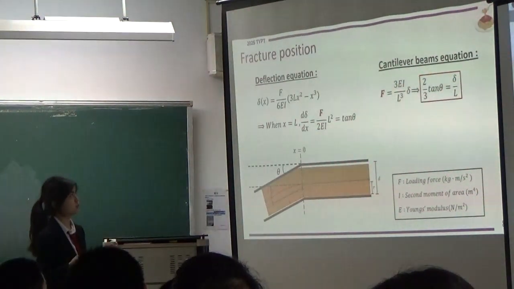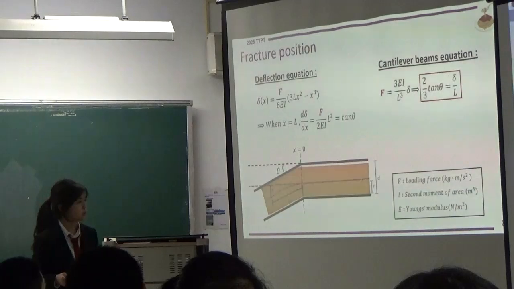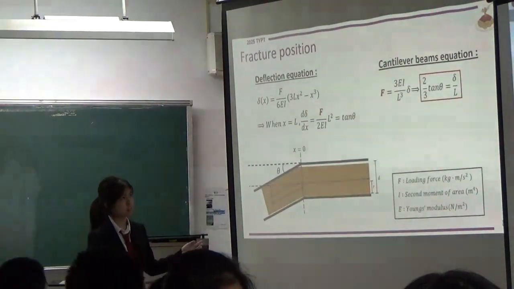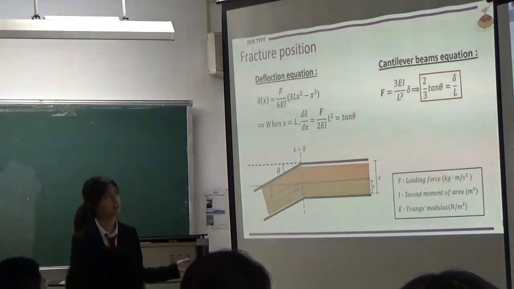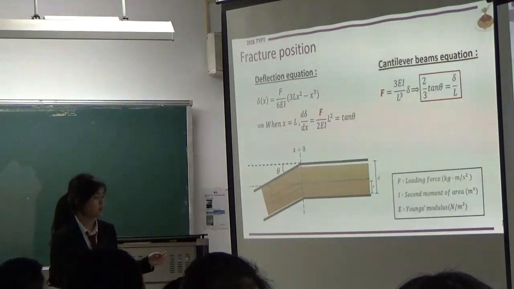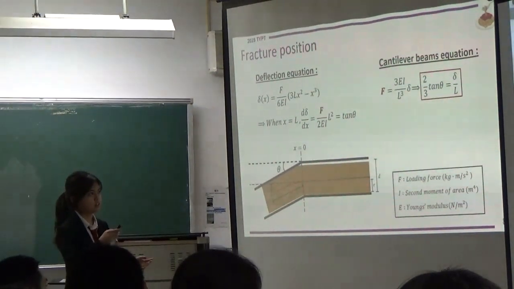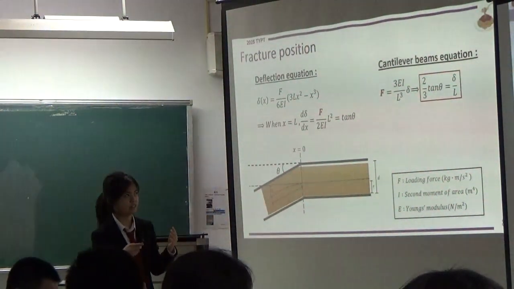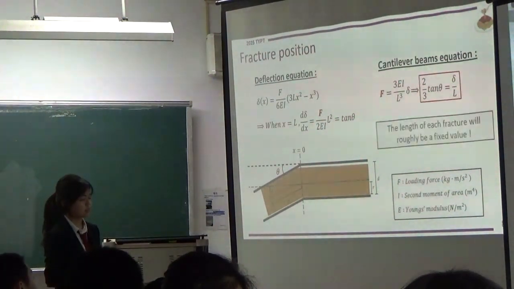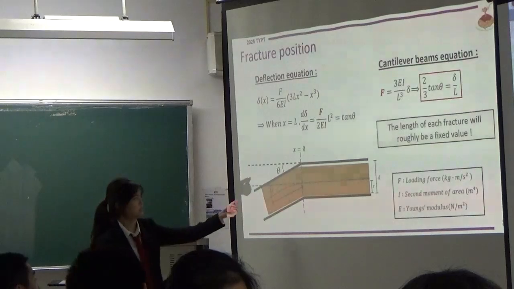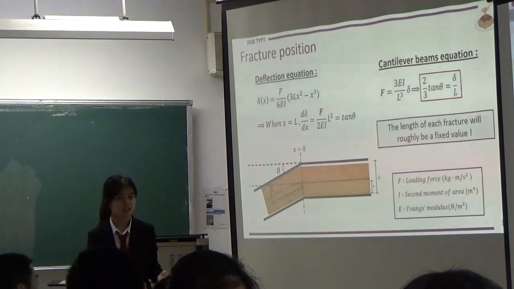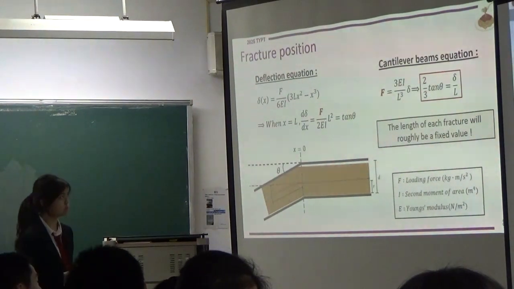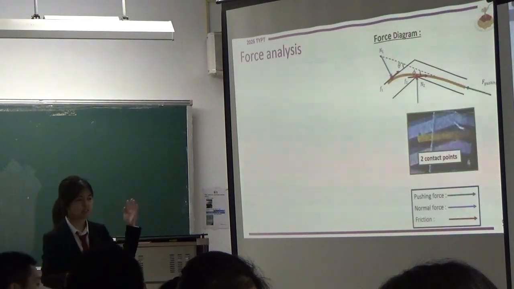Then we will calculate the fracture position first. Since we consider the spaghetti inside the tube as a beam, we can use the deflection equation and the cantilever beam equation to get the connection between the length of the curvature and tangent theta. Since we don't change the theta in each experiment, we can assume that the length of each fracture will roughly be a fixed value. So let's move on to the theory.